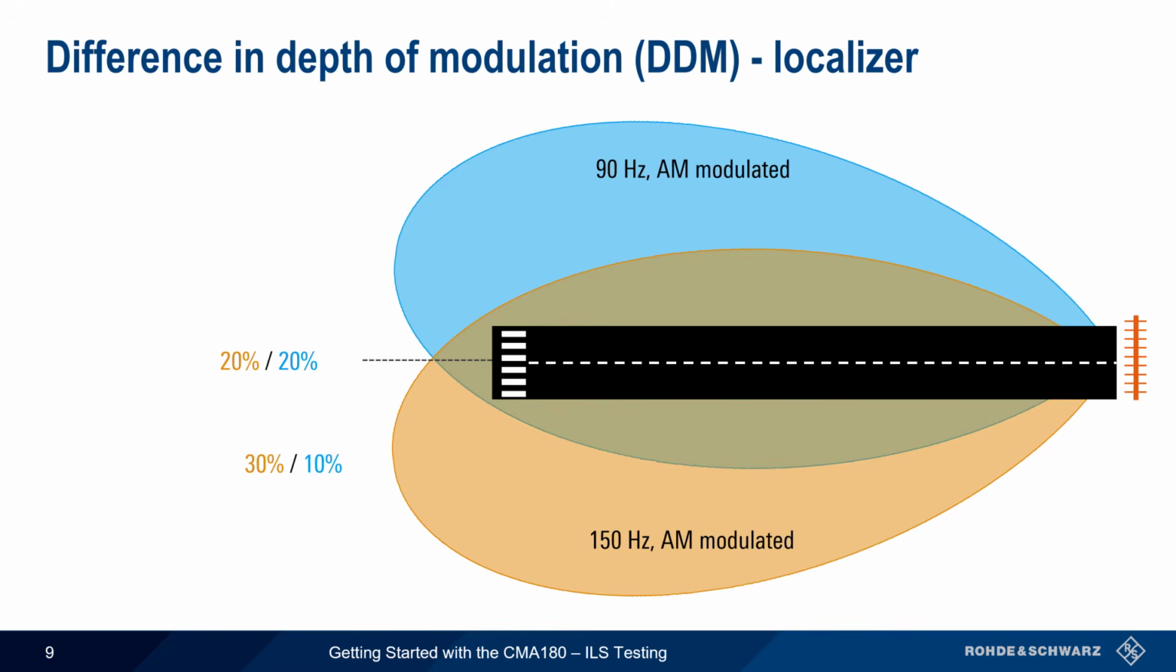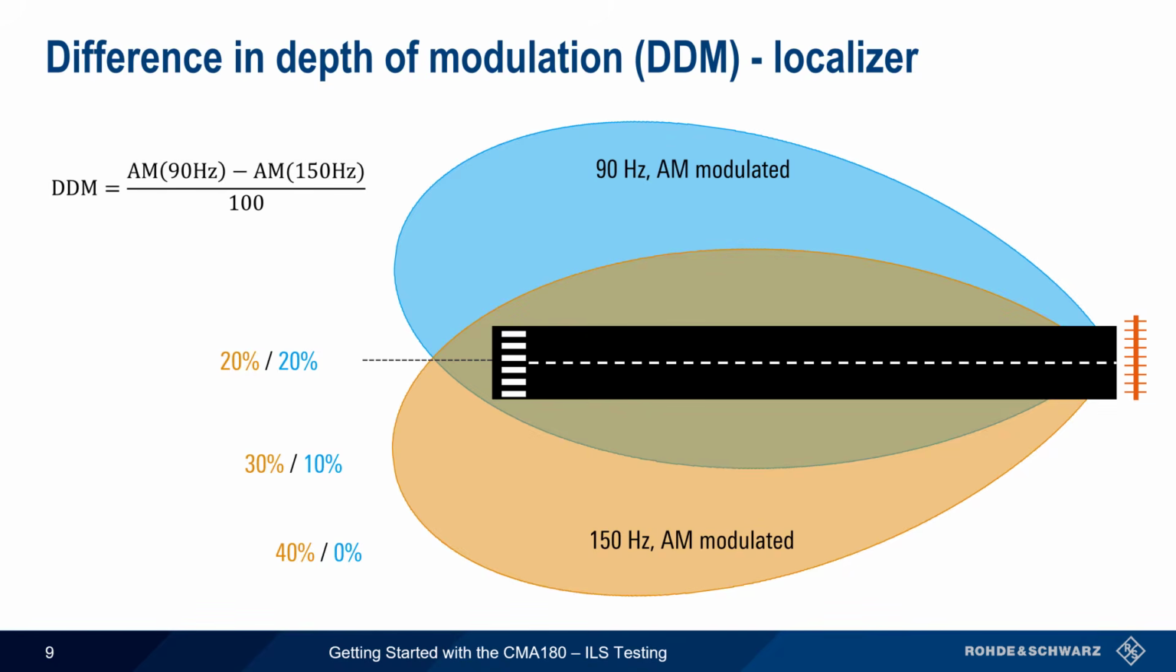For example, at this point, the modulation depth of the 150 Hz lobe has increased to 30%, and the depth of the 90 Hz lobe has decreased to 10%. And at the far right edge of the localizer pattern, we see the 150 Hz lobe at 40% AM modulation depth, with zero modulation depth, so to speak, on the 90 Hz lobe. The localizer determines position deviation from the center line using the difference in depth of modulation between these two lobes.